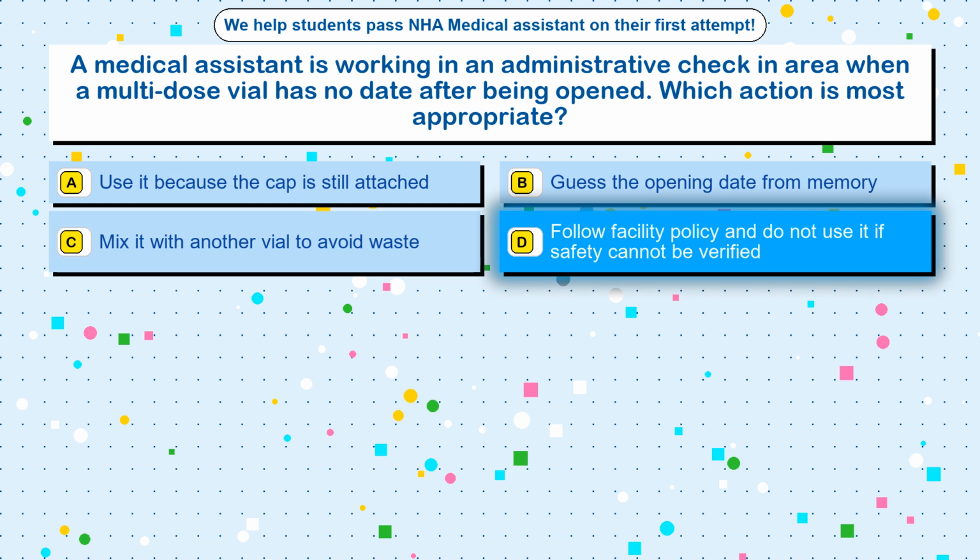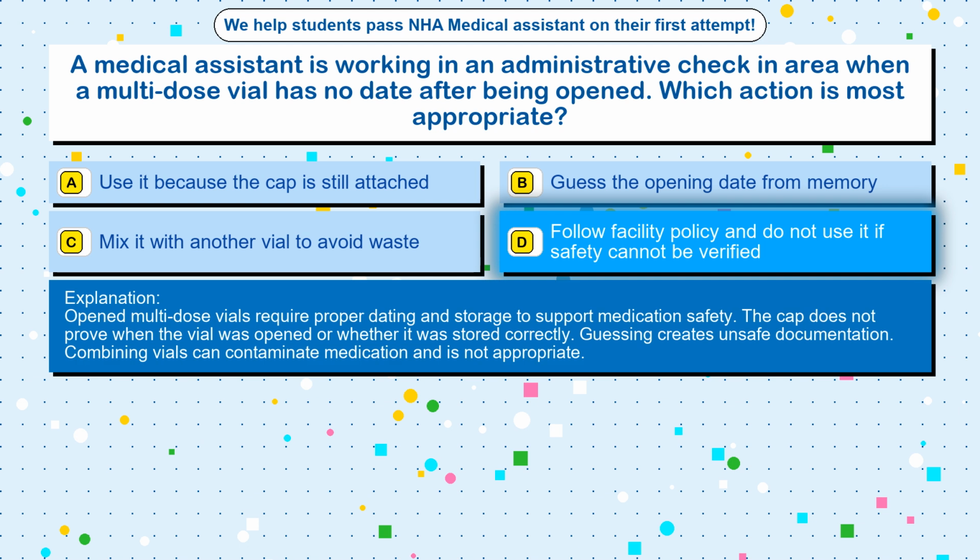Follow facility policy and do not use it if safety cannot be verified. Opened multi-dose vials require proper dating and storage to support medication safety. The cap does not prove when the vial was opened or whether it was stored correctly. Guessing creates unsafe documentation. Combining vials can contaminate medication and is not appropriate.